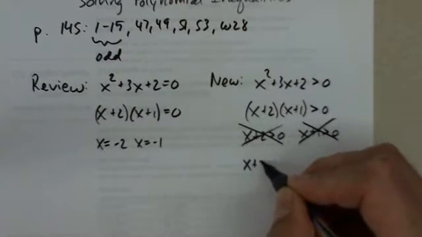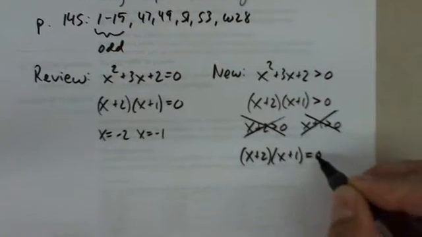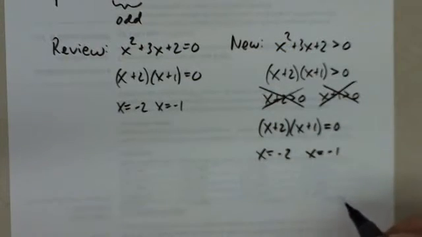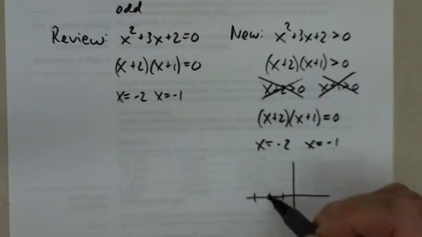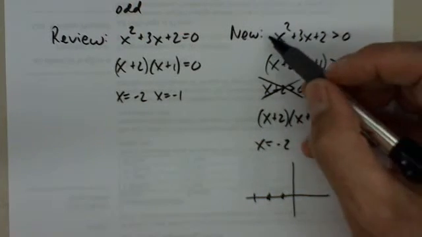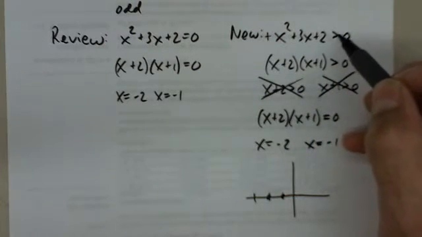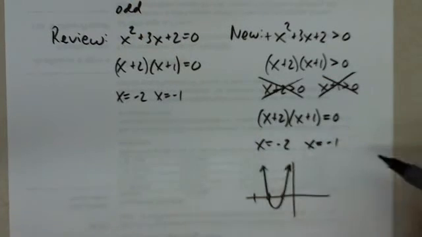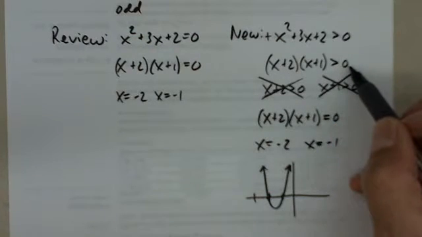Let's find out when it does equal 0. And so that's going to be at x equals -2 and -1. We sketch the graph. -2, -1. It's opening upward because it's positive. So if we're just graphing this and ignoring that for now, we would have a parabola that goes like that. And then we want to know when is the parabola greater than 0.